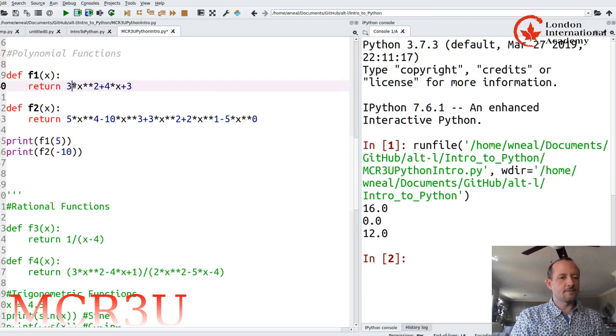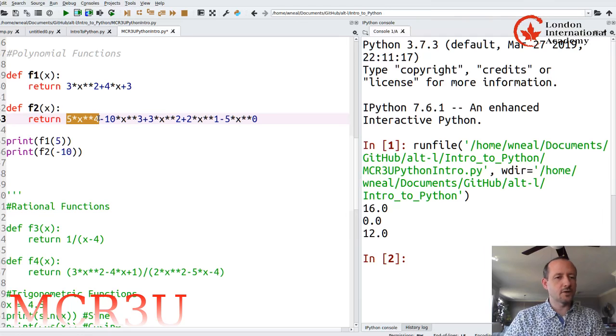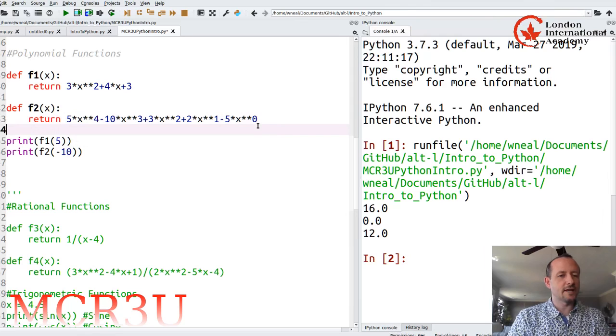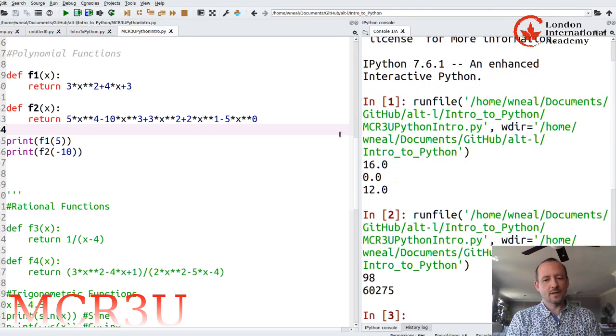First, if x is 5, we get 25 times 3, that's 75, plus 4 times 5 is 20, is 95, plus 3, it should give us 98. And similarly, this one should give us a much different number with powers of 10. So you can pause the video if you like, try to figure out what this will be, and it will just give us 2 numbers. So let's run the program. There we go. The first one was 98 indeed, and the second one is 60,275.